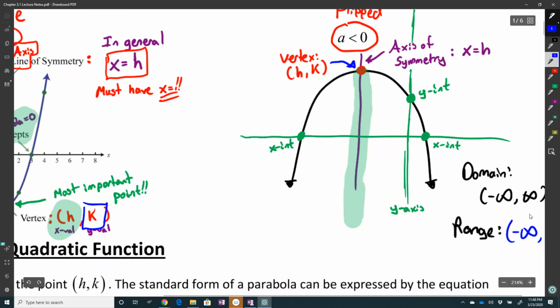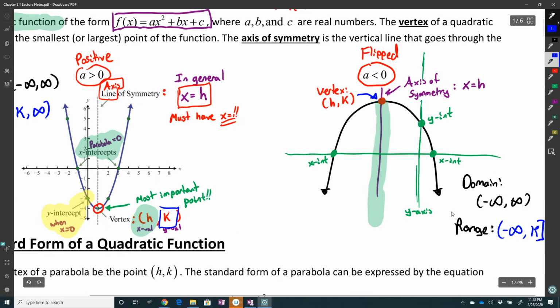So on the homework, there's going to be some questions where they ask you for the domain and range. And if you happen to know the vertex, if you happen to know this point right there in the middle, then you have everything you need. Because the domain is always going to be negative infinity to infinity. But the range is going to be from downward all the way up to the y value of the vertex, which in this case is k. I wish it was easier for me to change colors.